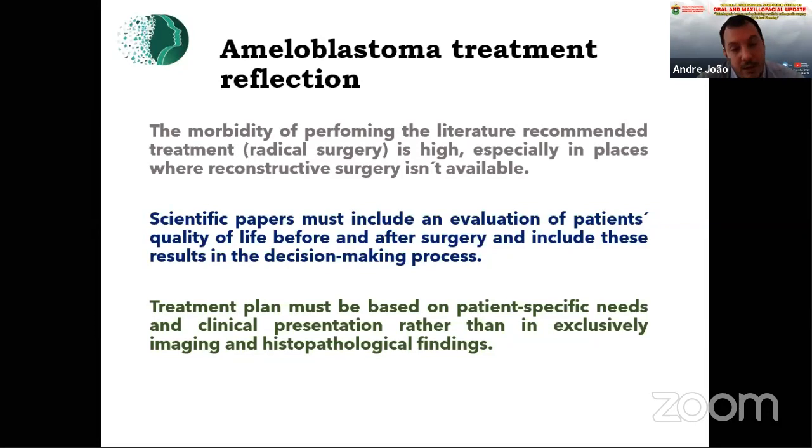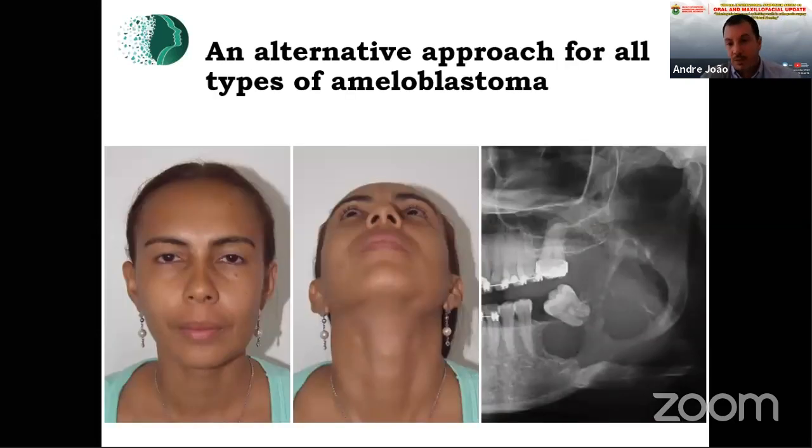And it's also my opinion. That's why I'm going to put myself in the line of fire. You can challenge me, but I think treatment plans must be based on the patient, not only the lesion. Okay, so it's an ameloblastoma, it's a solid one, so let's do a radical surgery and leave the patient mutilated. I don't like this. So I'm going to show you this patient.